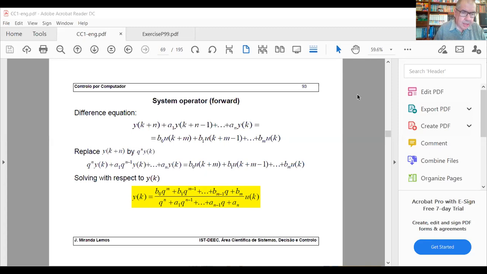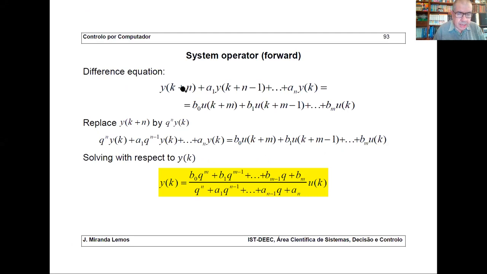So we were speaking about models, and one important model is the difference equation. You have in this slide an example of one of the standard forms of a difference equation. So U is the input to the system, Y is the output, and K is discrete time, so K is equal to 0, 1, 2, 3, and so on. The A's and the B's are coefficients, and N and M are constants.